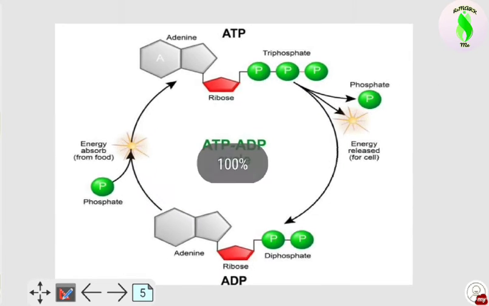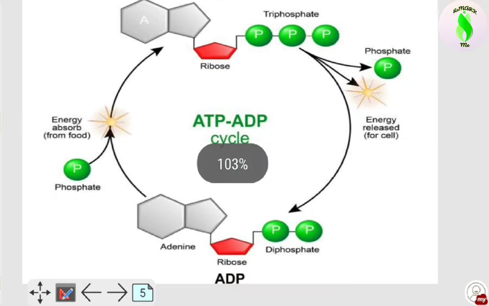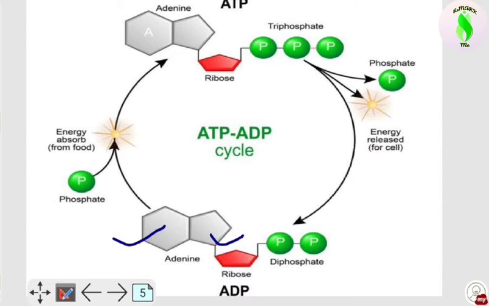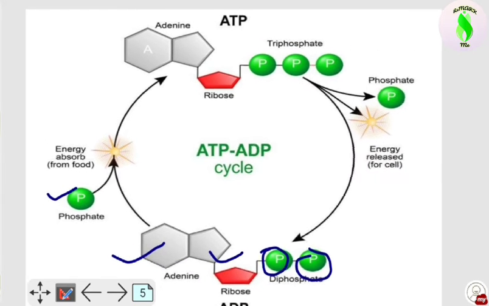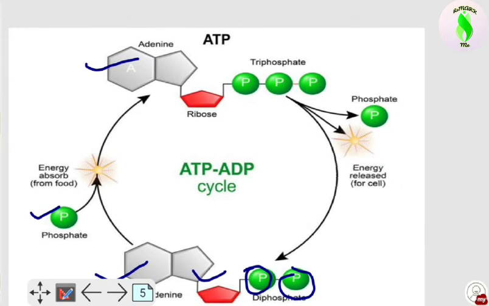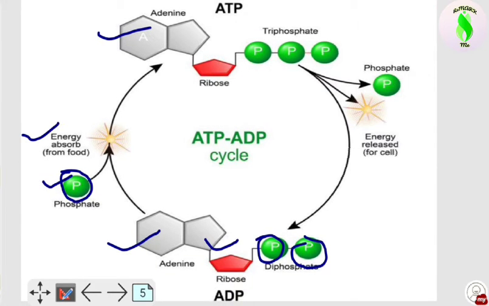Now as you can see, this is the ATP and ADP cycle. So what is the ATP and ADP cycle? As you can see over here, there is ADP, adenosine diphosphate, with only two phosphate ions. When one phosphate ion is added to ADP, ATP is formed, adenosine triphosphate, with three phosphates. When this addition of phosphate to form ATP takes place, energy is absorbed.